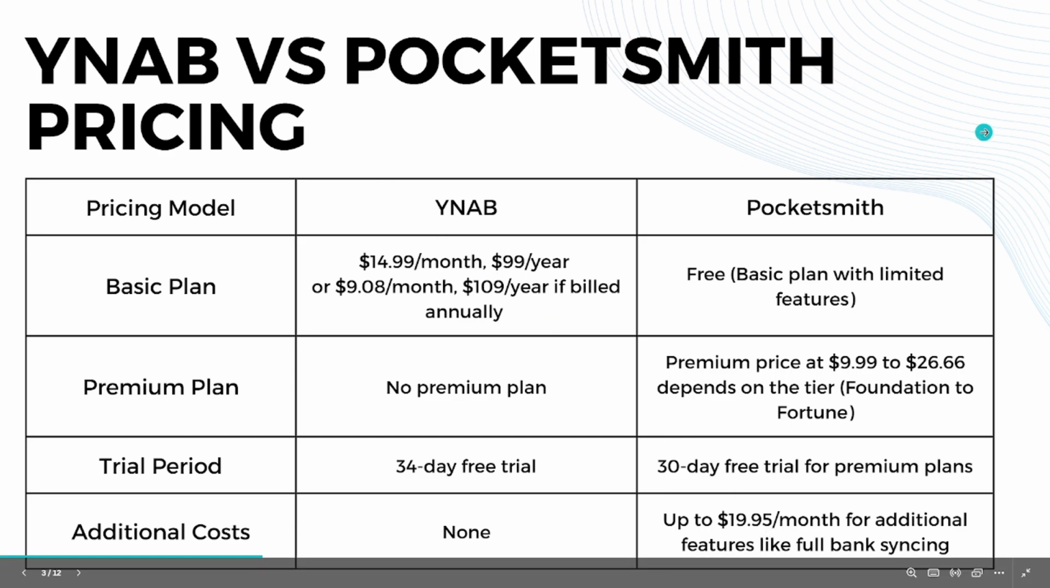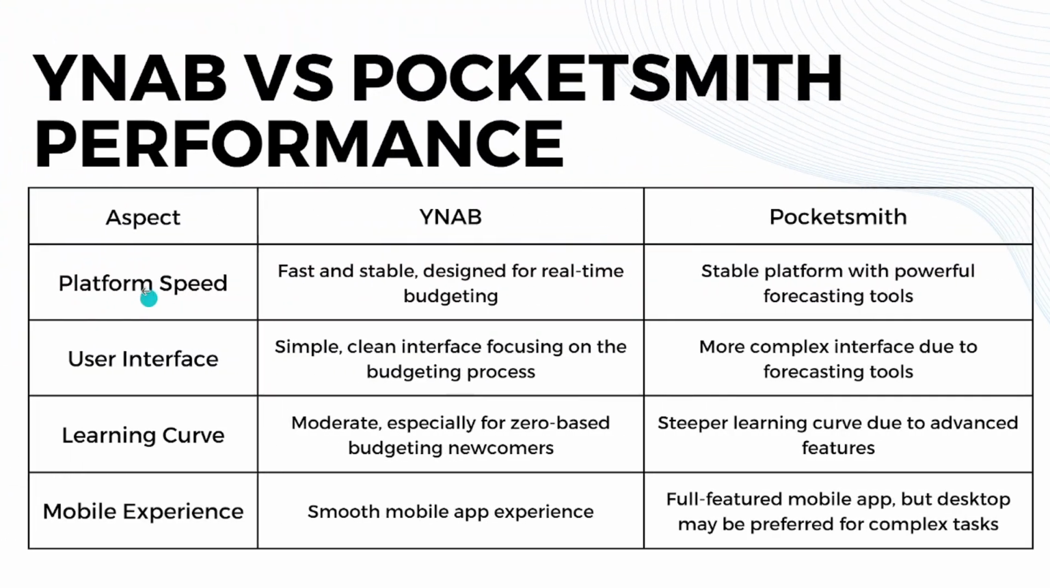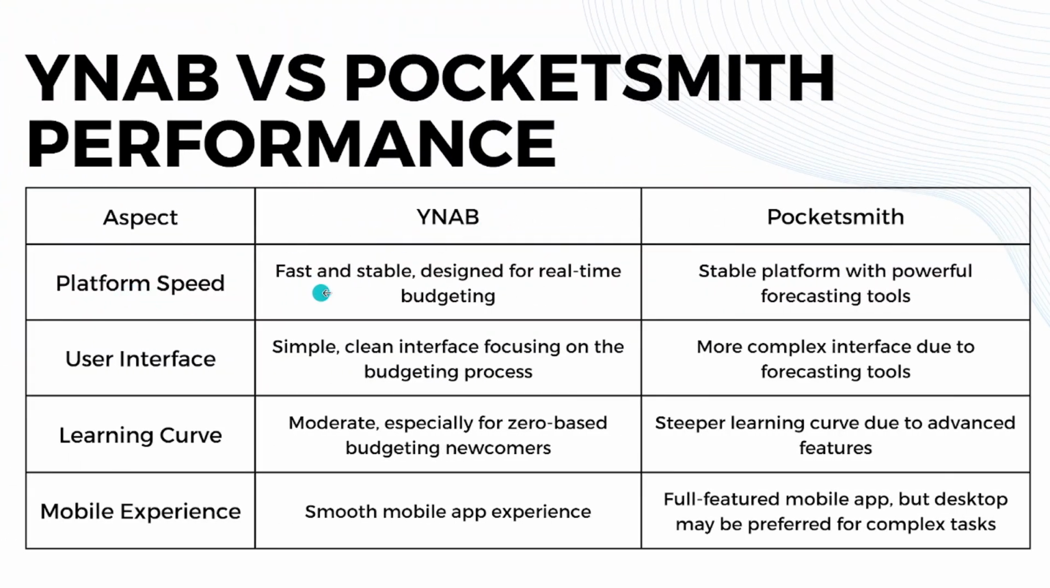So now let's go directly to performance. When we talk about platform speed, YNAB is very fast and stable, and it's designed for real-time budgeting. But when it comes to Pocketsmith, they have a stable platform with very powerful forecasting tools. For the user interface, YNAB is very simple. They have a clean interface focusing on the budgeting process, while Pocketsmith has a more complex interface due to forecasting tools.